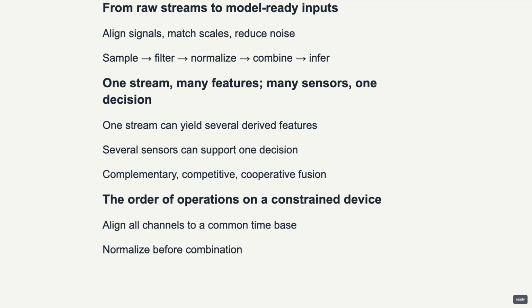Once the signals line up, put them on compatible scales. A large numeric range can dominate a smaller but more informative one, so a simple scaling step keeps the channels comparable before they are merged.